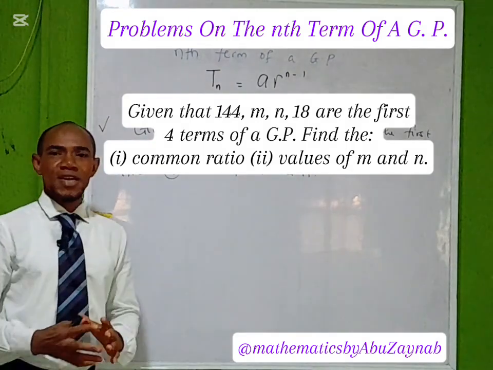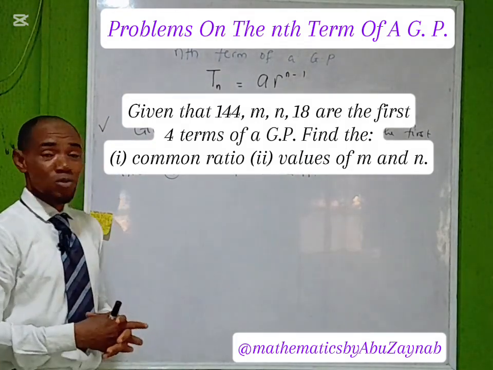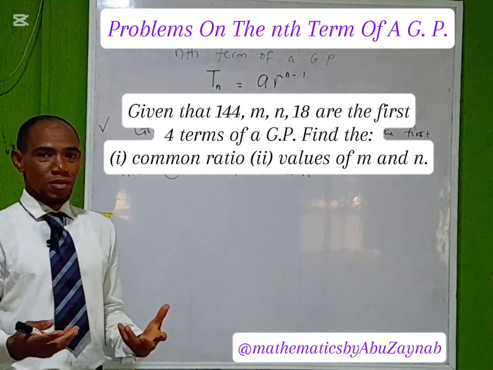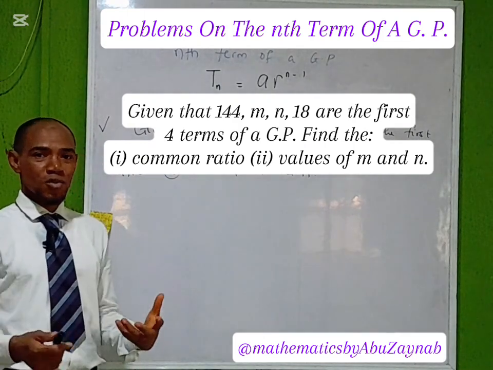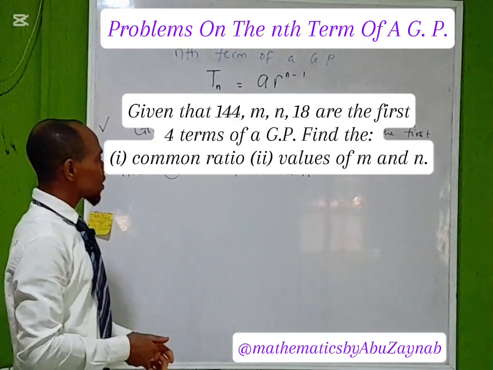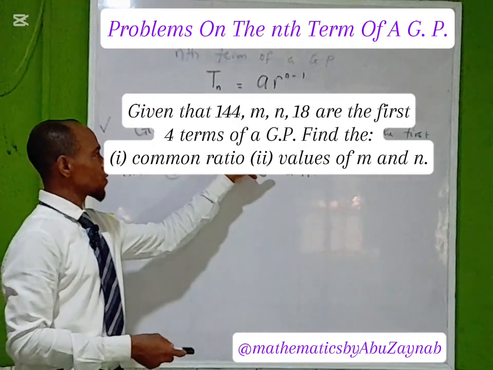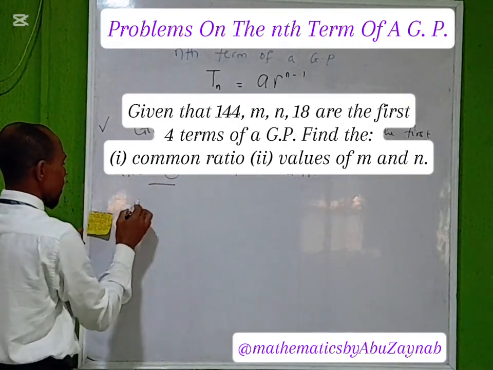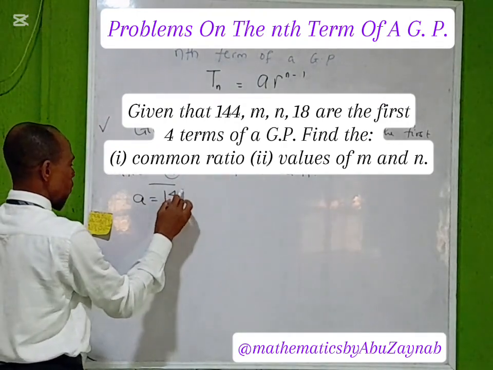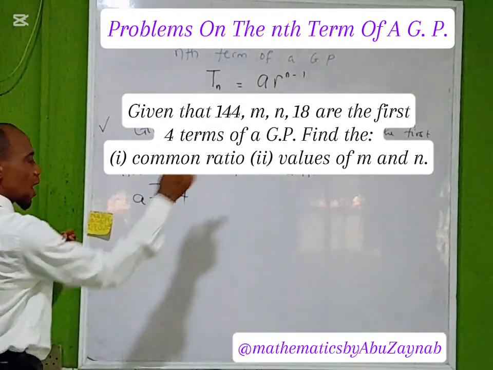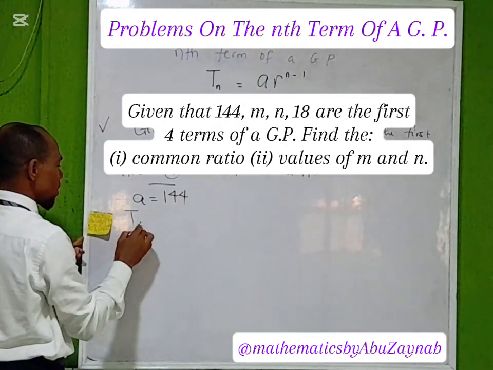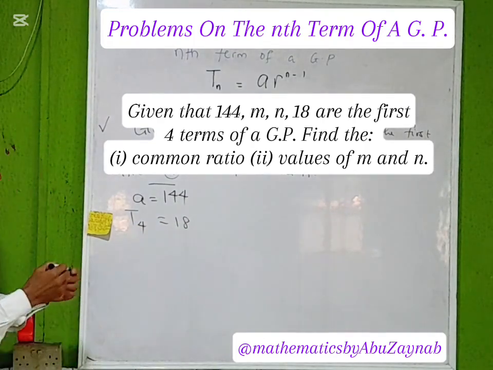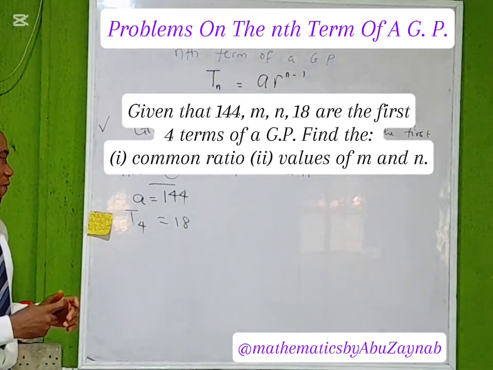When you have a question like this in an examination, of course, there are some knowns and some unknowns, and naturally, you start from the known. Don't worry about the unknowns. Let's start from the known. We move from the known to the unknown. The knowns are 2, and they are the first term and the fourth term. So we list that: A, the first term, is 144. And the fourth term, T4, is 18. These are the 2 facts of the question that we are setting up.